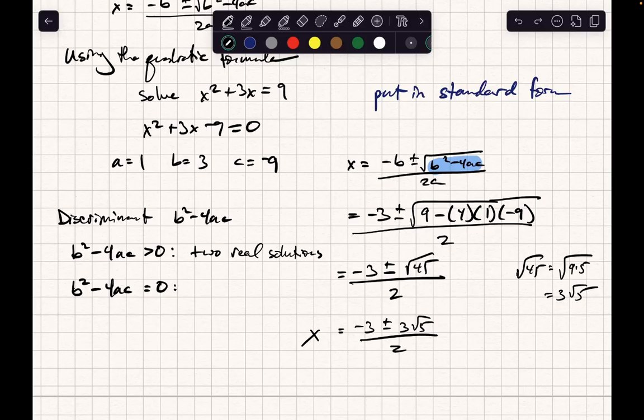If it's negative, there's no solutions, right? So that's one real solution. And if b squared minus 4ac is negative, then how many real solutions? Not any.